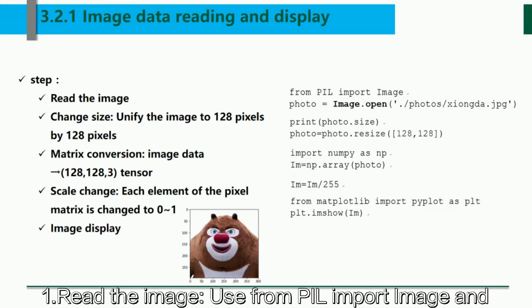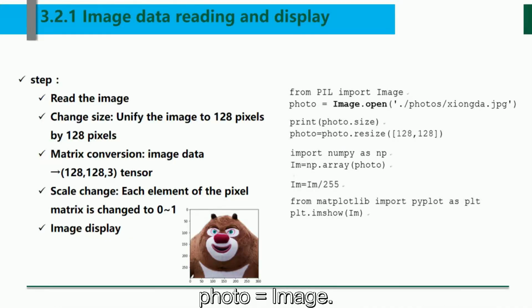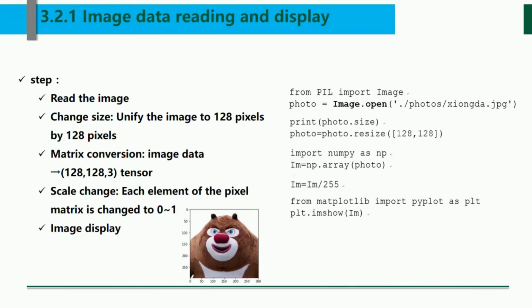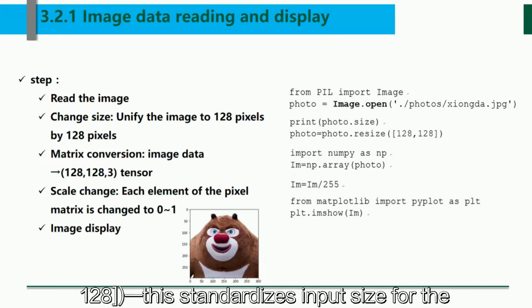First, read the image. Use from PIL import Image and photo = Image.open('photo.jpg') to load the image file. Second, change size, unify the image to 128 by 128 pixels with photo = photo.resize((128, 128)). This standardizes input size for the model.